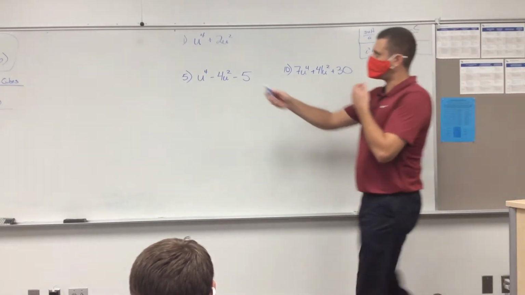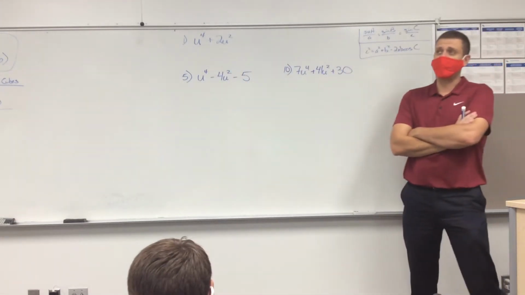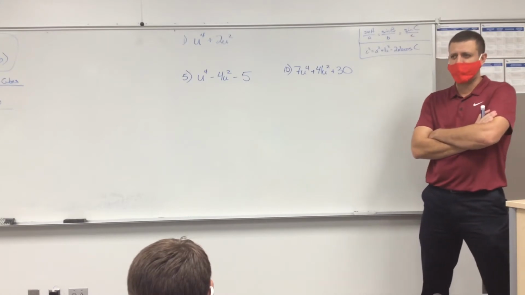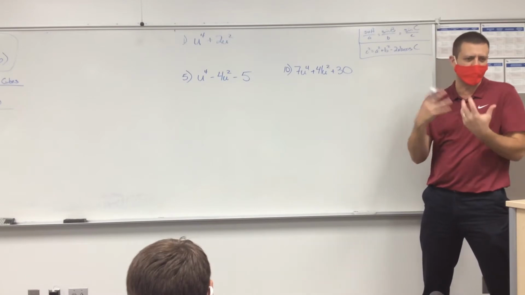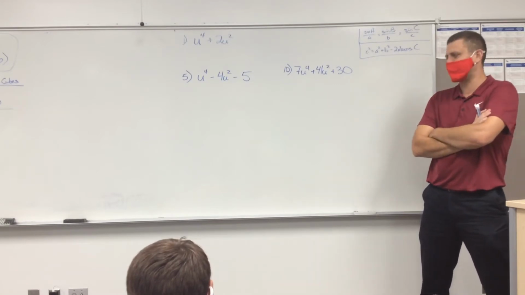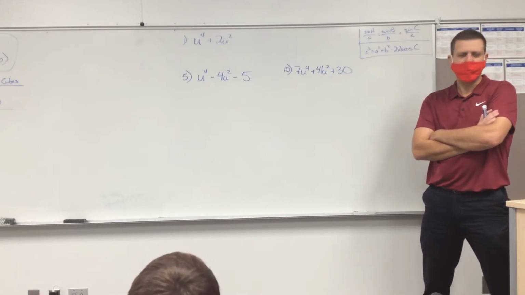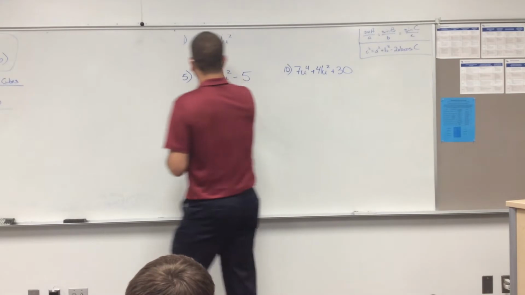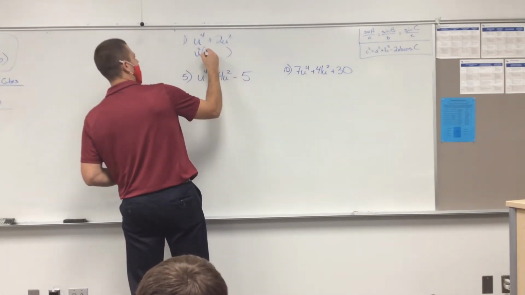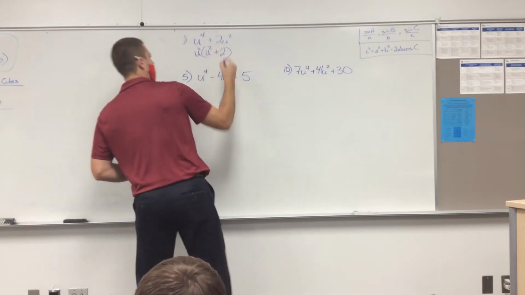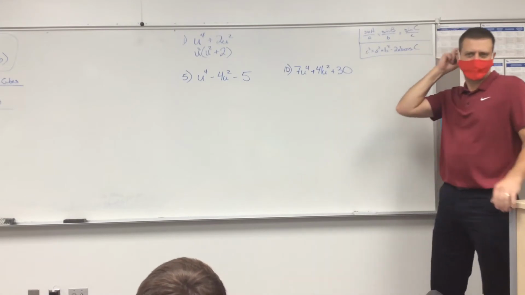First one is number 1 here, u to the 4th plus 2u squared. Every time I set out to factor a polynomial, the first thing I ask myself is if there is a greatest common factor, something that all the terms have in common. Is that the case here? Yes. What do both terms have in common? U squared. So I'm going to bring a u squared out to the front. What would be left in the parentheses? U squared plus 2. Right? So that's just greatest common factor.